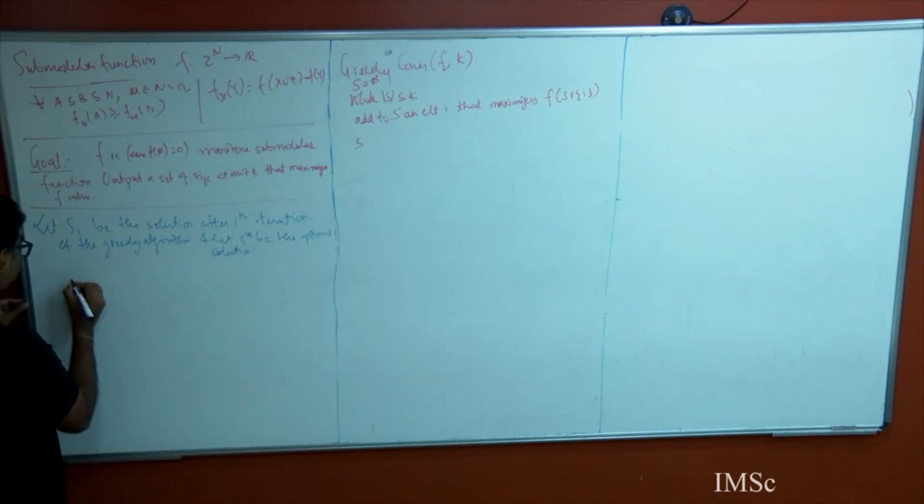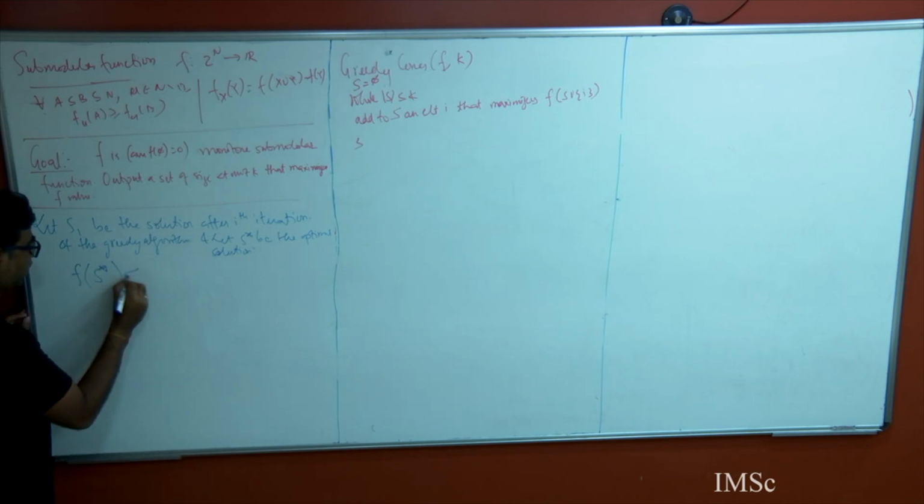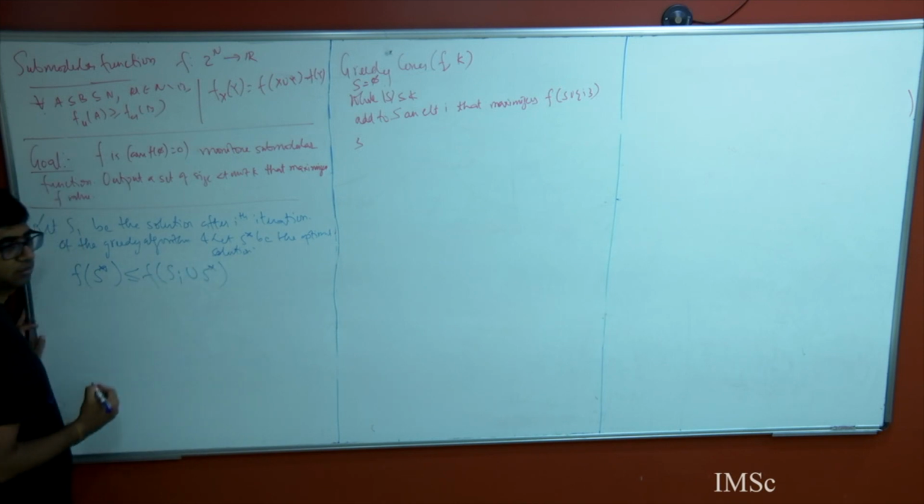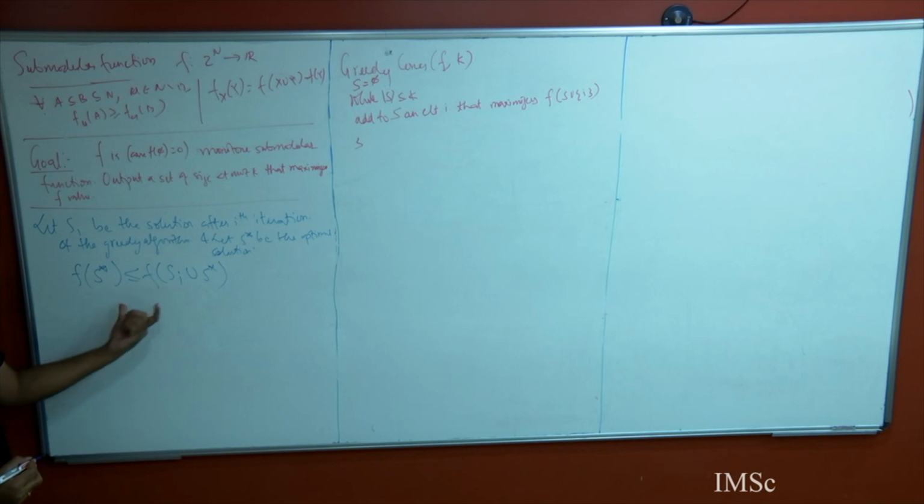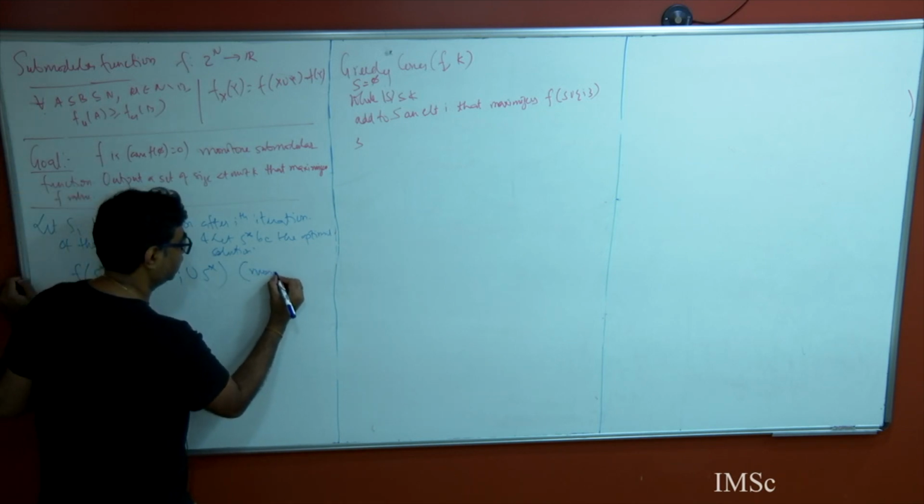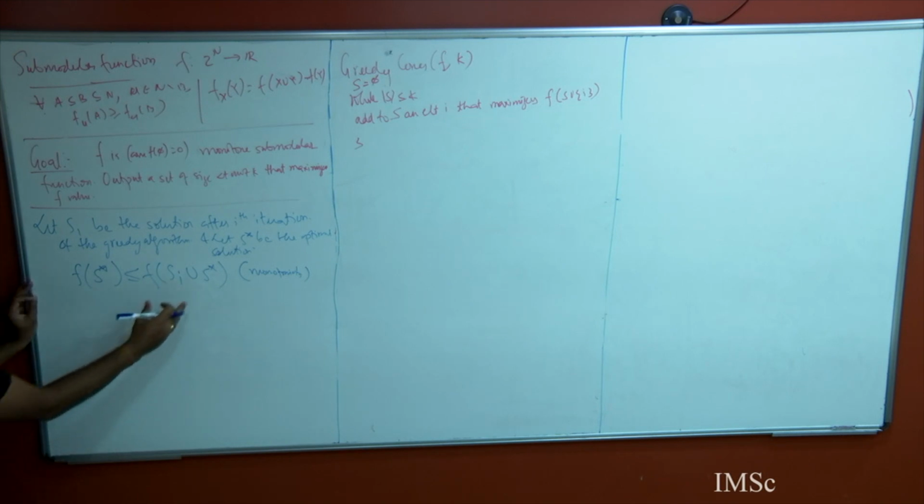Okay. So now what can I say? I can say f of S star is less than or equal to f of Si union S star. Why can I say this? This is monotonicity. Otherwise I cannot say this, that this is a done deal. Okay, good.